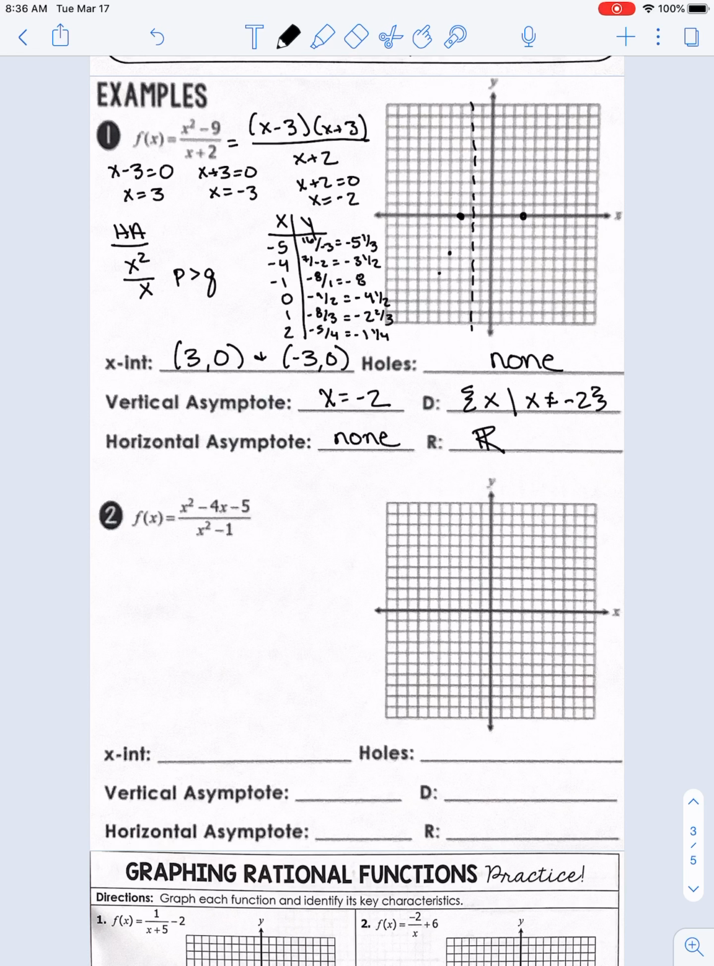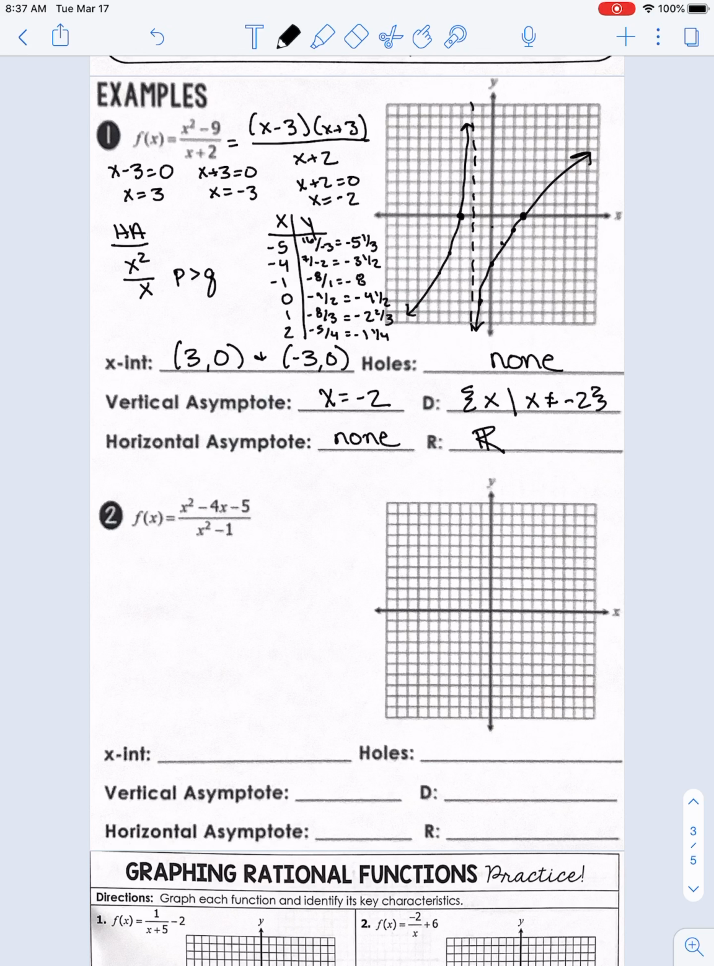It's flipping to this side of my asymptote, and I get negative 8. 1, 2, 3, 4, 5, 6, 7, 8. And then 0, negative 4 1/2. 1, 2, 3, 4 1/2. 1, negative 2 2/3. 2, negative 1 1/4. So it looks like this one is going to be coming in from over here and will run along the vertical asymptote. And this one runs along the vertical asymptote and then starts to head off that direction.